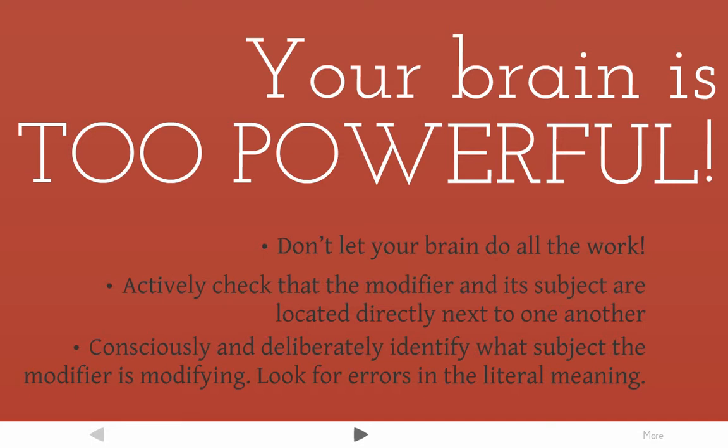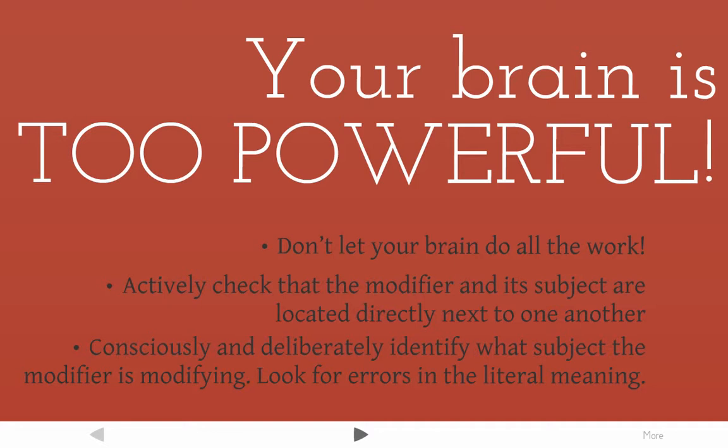So don't let your brain do all the work. The key is to deliberately check and confirm that each modifier is directly located next to its subject. So if you see a noun that is not the actual subject of the modifier right next to the modifier or even inside the modifier, you know that it's wrong. So pay careful attention to precisely which subject the modifier is modifying, especially if the modifier appears in the beginning of the sentence, because you know that the SAT likes to use that kind of structure.